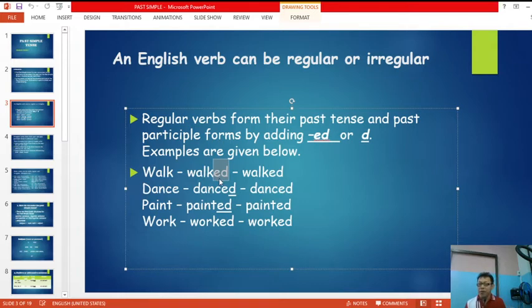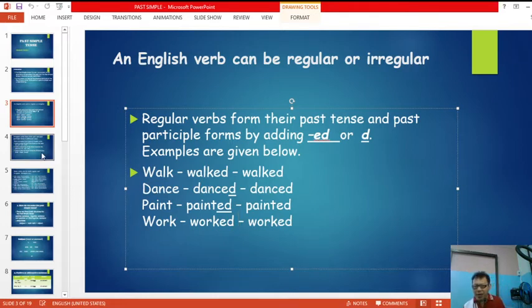And for dance, look at that. For dance, we only add -d. These kinds of verbs are called regular verbs, so we only add -ed or -d. Another example: we have paint, whose past tense becomes painted, and work becomes worked. So this is just an introduction to regular verbs. How about irregular verbs?